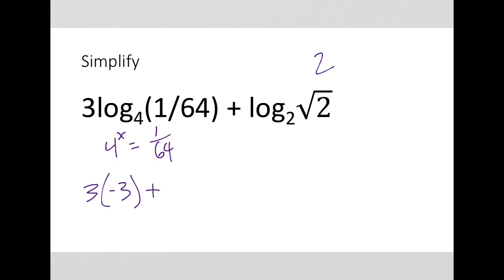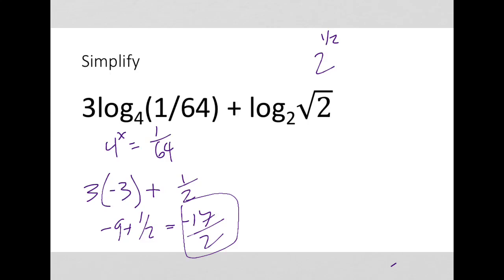Well, square root of 2 is the same as 2 to the 1 half, so that log has to be equal to 1 half. And so I get negative 9 plus 1 half, which I will write negative 17 over 2, or negative 8.5.